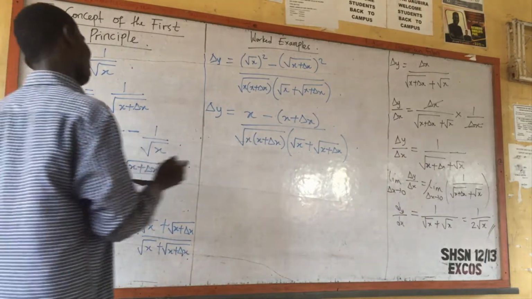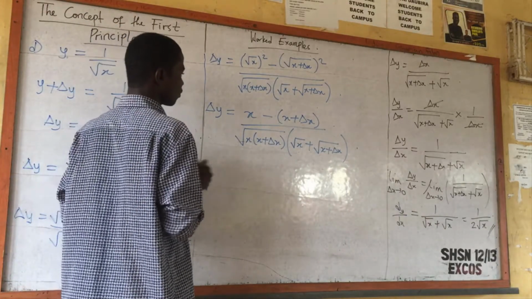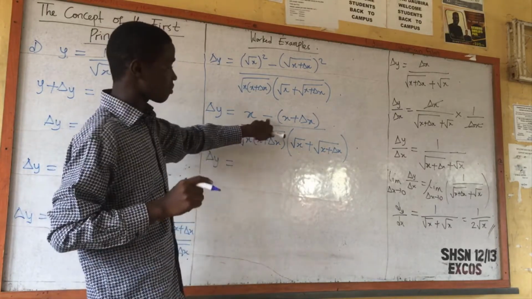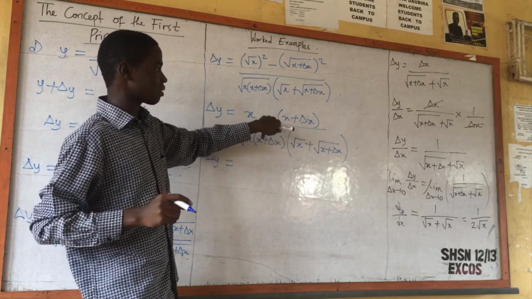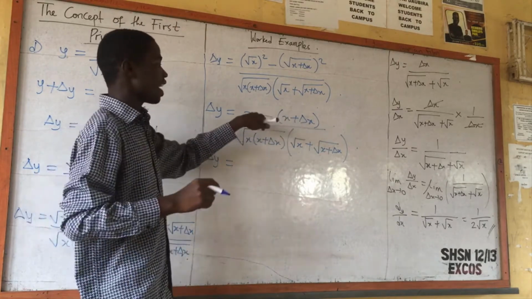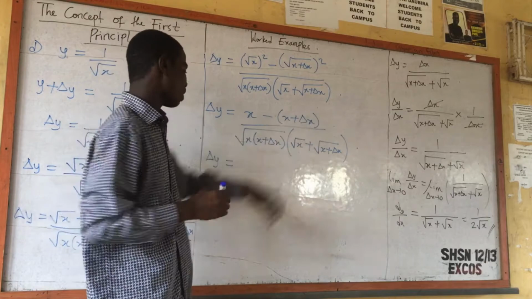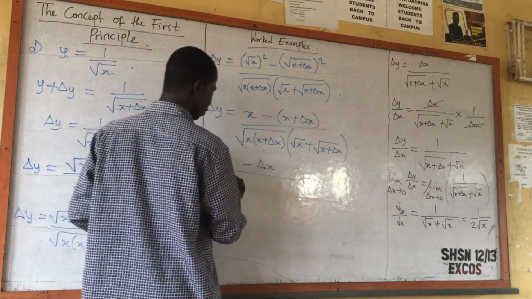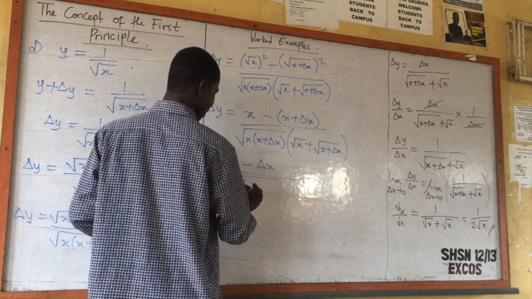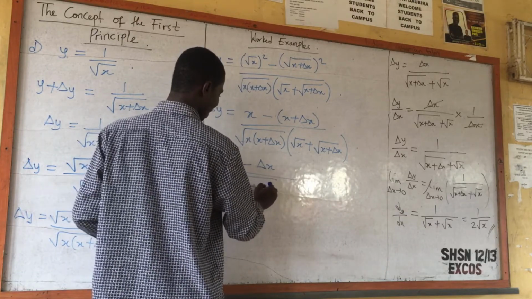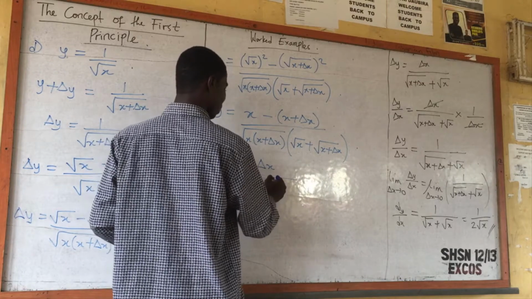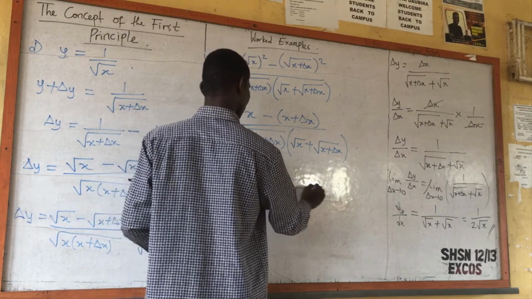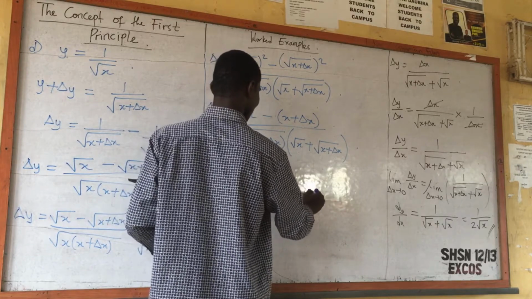So I have delta y to be equal to s minus s minus delta s. S minus s should be 0. I'll be left with minus delta s all over square root of s plus delta s, open bracket, square root of s plus square root of s plus delta s.